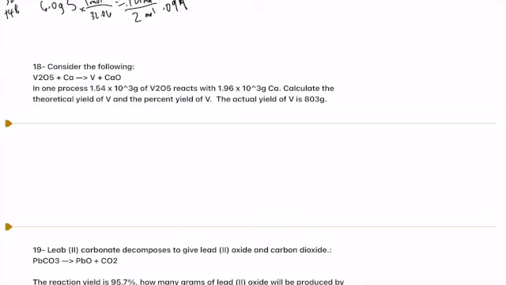In one process, 1.54 times 10 to the third grams of V2O5 reacts with 1.96 times 10 to the third grams calcium. Calculate the theoretical yield of V and the percent yield of V, given that your actual yield of V is 803 grams. So there's a few things going on here. We've already balanced the equation earlier. We'll come back to that again here in just a moment.